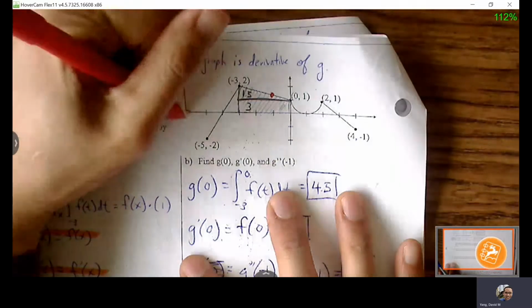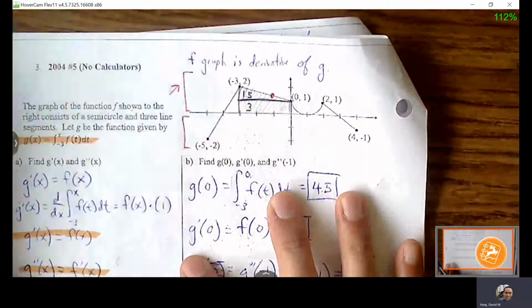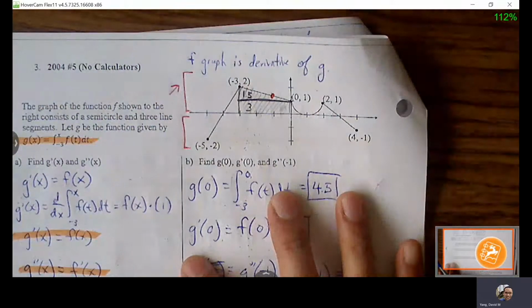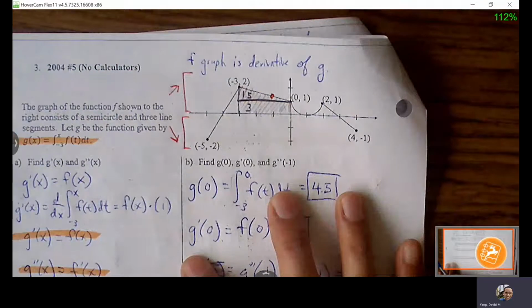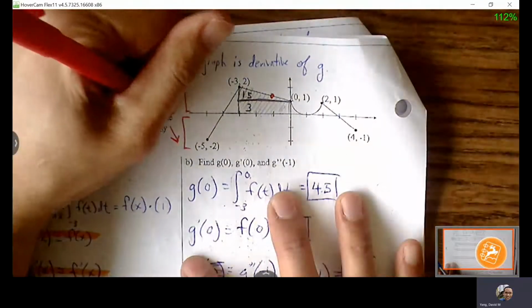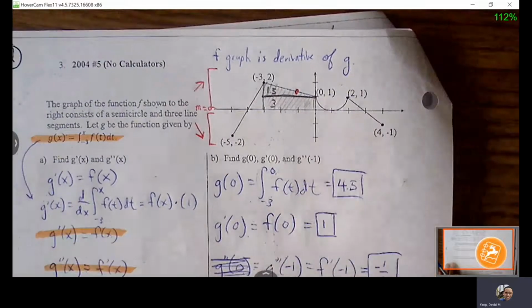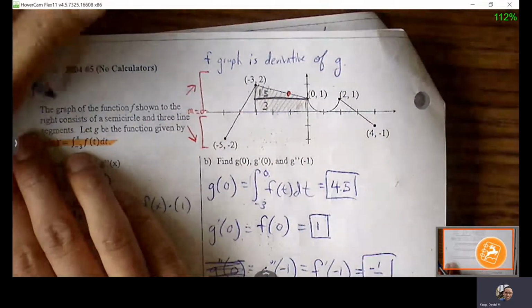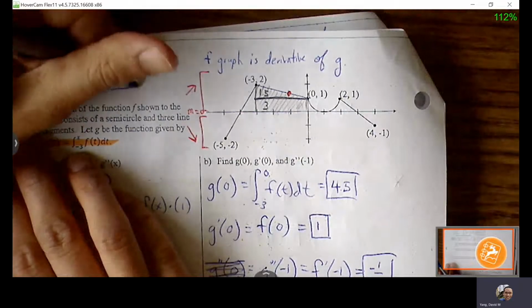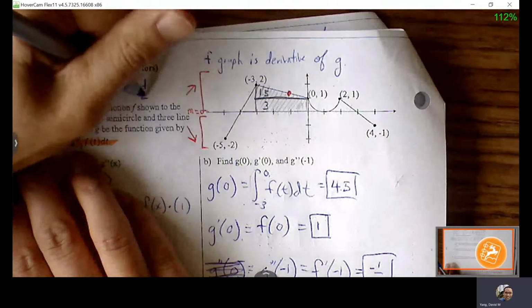I like to label my graph here. Anything above the x-axis is going to show me where my original graph is increasing. Anything below the x-axis will indicate where my original graph is decreasing. Anything on the x-axis is where slope 0, or my critical point, is going to be. So to the side, I'm going to create a g prime sign line, a slope sign line for g of x. I'm going to go from -5 to 4.